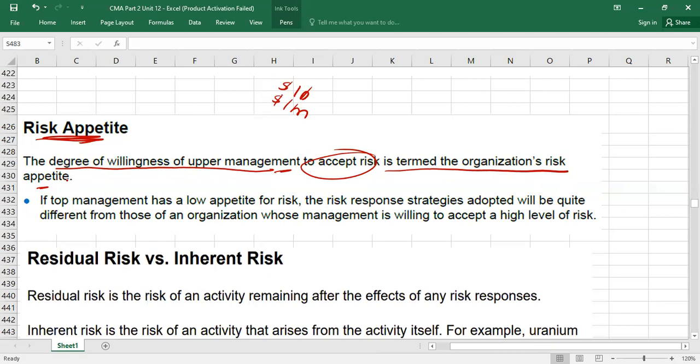Obviously, if one organization has a high risk appetite, it means they have more willingness to accept risk, they are willing to take more risk. Obviously, they have different types of strategies. On the other side, if management has a mindset of lower risk appetite, they cannot take a risk for a huge amount, they can take risk for a smaller amount, then obviously their strategy will be different. Right? So risk appetite means the willingness of upper management to accept risk.